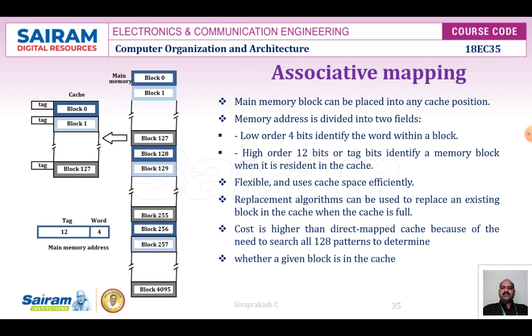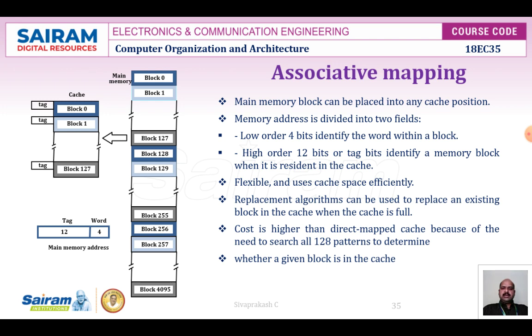And it's a bit costlier than the direct mapping cache because of the need to search all 128 patterns to determine whether your block is there in the cache or not. For that purpose, the cost is a bit higher in the associative mapping.